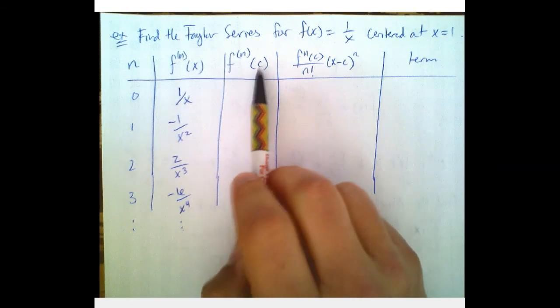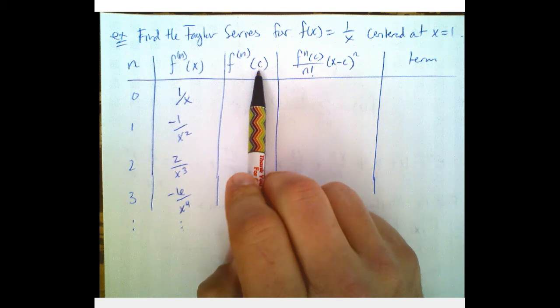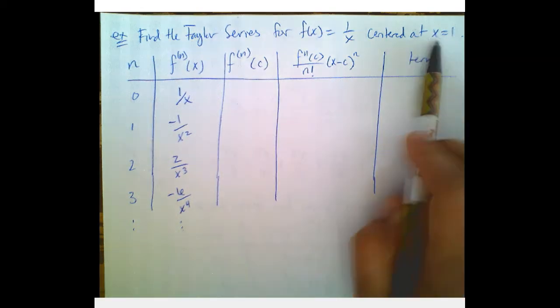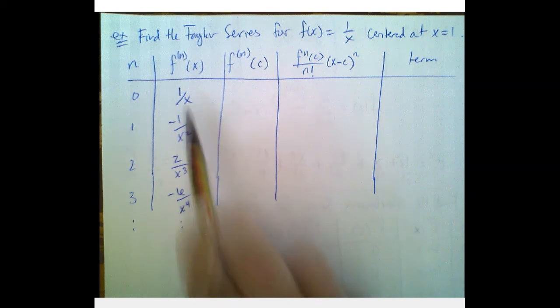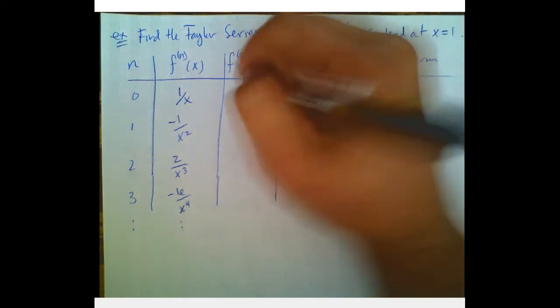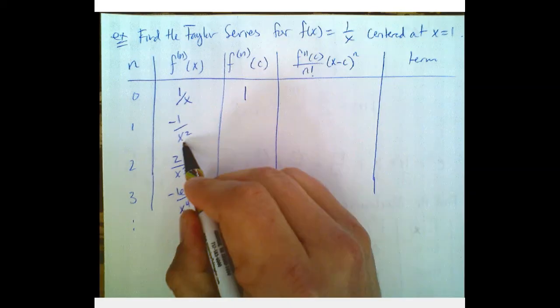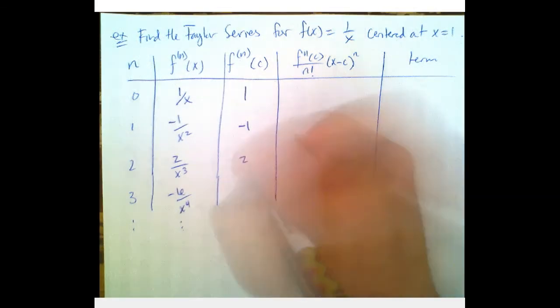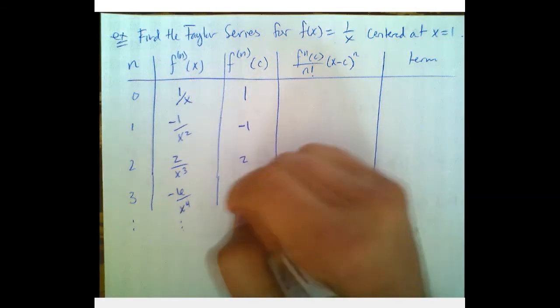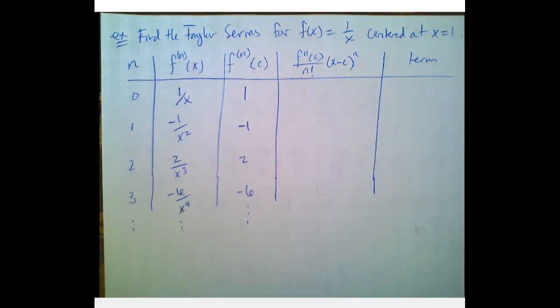Now in this column, again, we are going to evaluate at c. That's the center of expansion here. We're centered at x equals 1. So we're going to plug in 1 to all the derivatives and see what we get. So put in 1 here, we get a 1. Put in 1 here, we get a negative 1. 1 here is 2. 1 here is negative 6, and so forth.